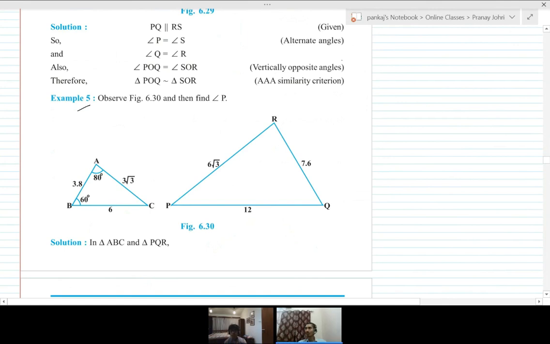So how do we know that? Because if we take 3 root 3 times 2, we get 6 root 3. 3.8 times 2, we get 7.6. 6 into 2, we get 12. So the ratio of the two triangles is 2 is to 1. 1 is to 2. Ratio of triangles.